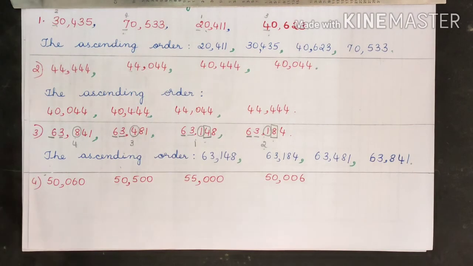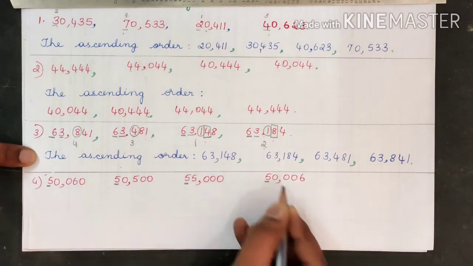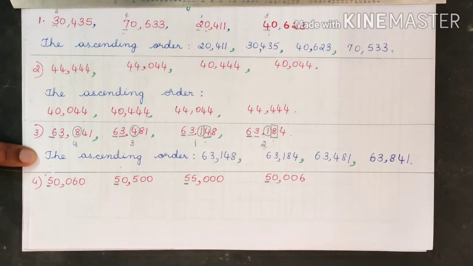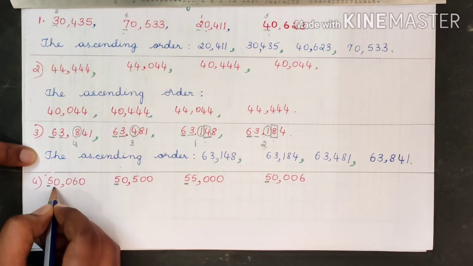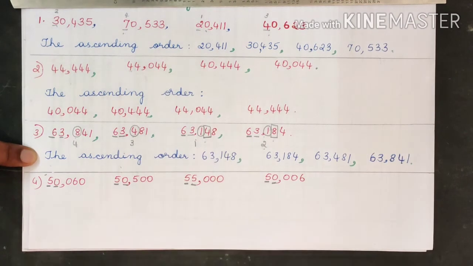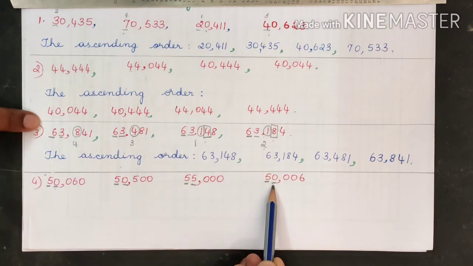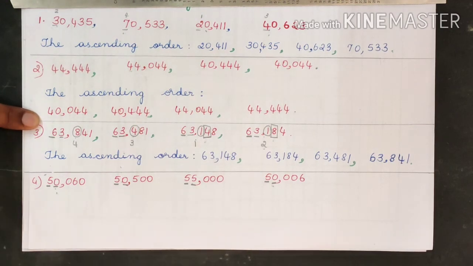Here again we can see the numbers are same here and there. Let us follow the method. Compare 10,000s place. Comparing 10,000s place gives us the same number everywhere. So we have to go to thousands place. Here we have 0, 0, 5 and 0. So 0 and 5. 0 is smaller than 5. We have 3 numbers with the 0 in thousands place. So among these 3 we have to compare again.